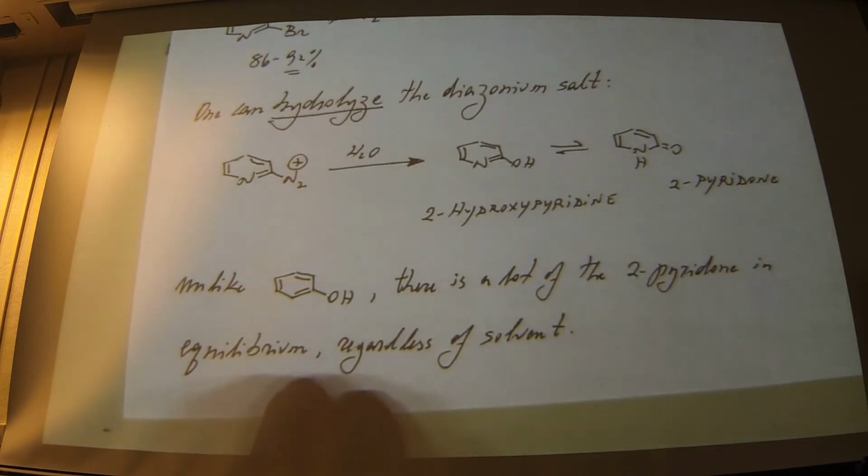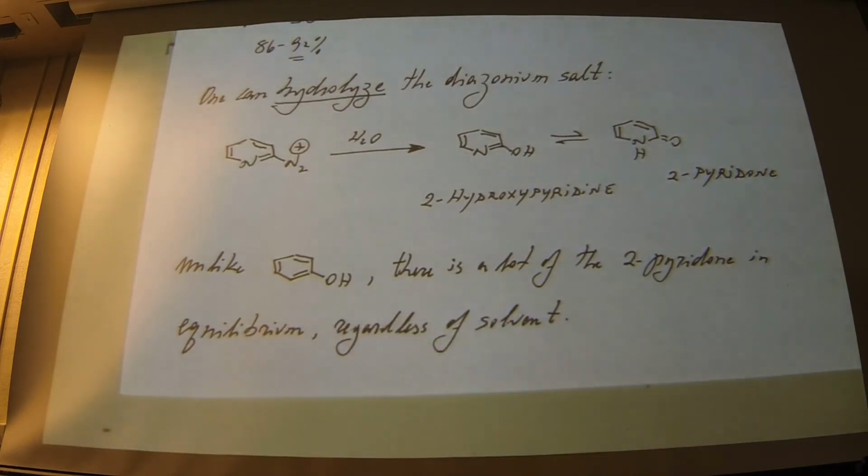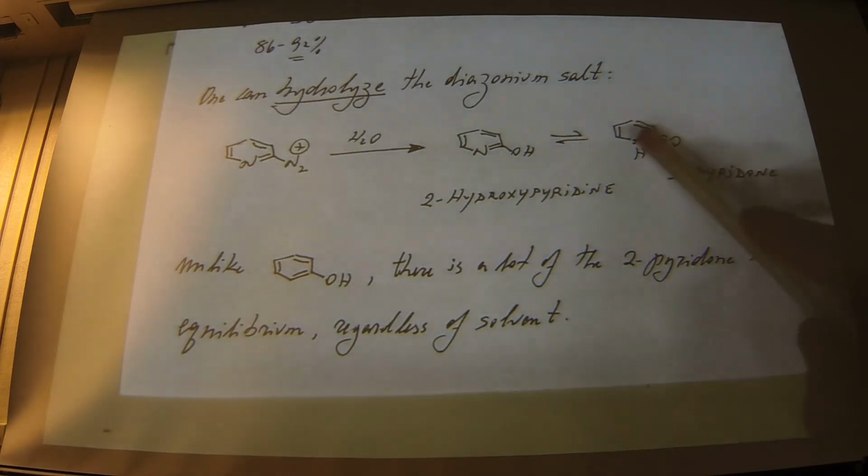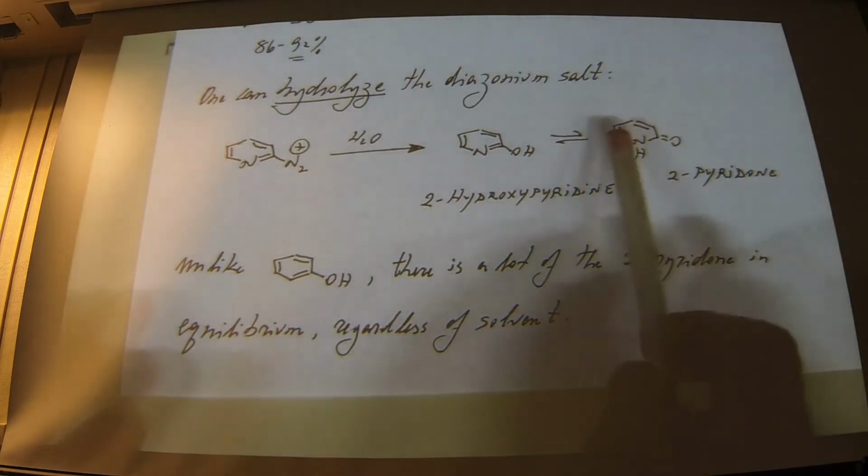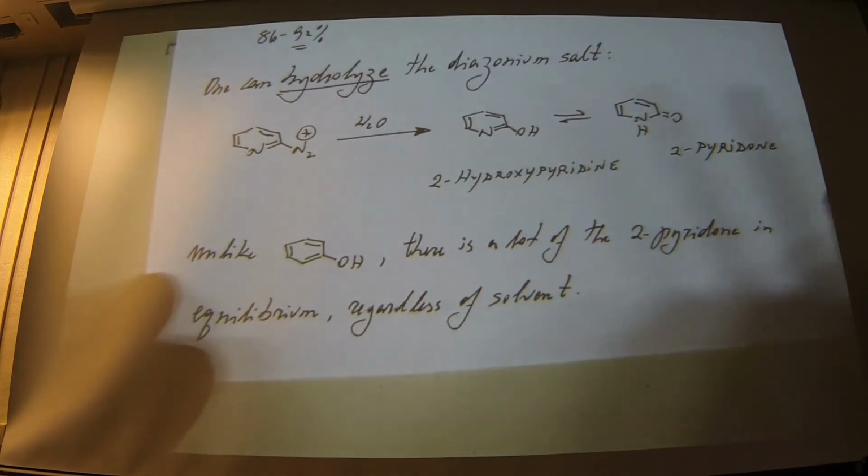So unlike phenol, there is a lot of 2-pyridone in equilibrium. Oh, and by the way, that's going to be true regardless of solvent. So you don't need any kind of hydrogen bonding solvent or any kind of polar solvent to stabilize this. You get a substantial amount of that regardless, which is kind of interesting.